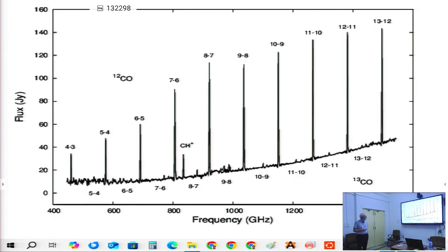You can see you're going all the way up to J equals 12, and it actually isn't particularly getting weaker. So this is a reasonably warm source. I couldn't by eye tell you where the maximum of those lines are. And this may not be thermodynamic equilibrium, and most interstellar medium is not in thermodynamic equilibrium.